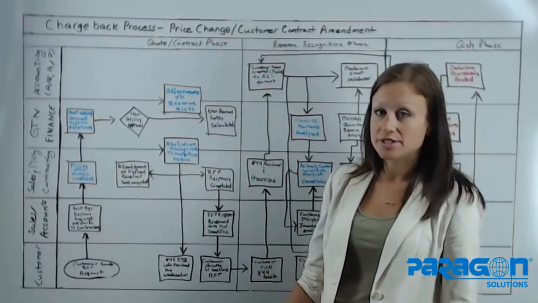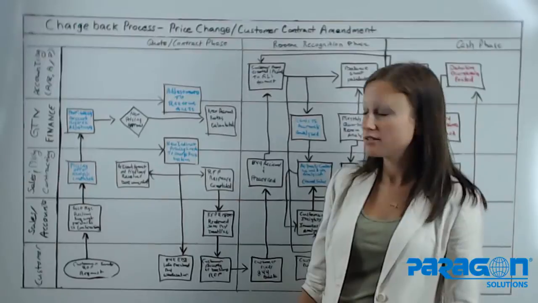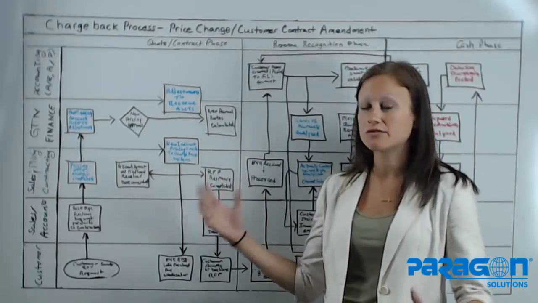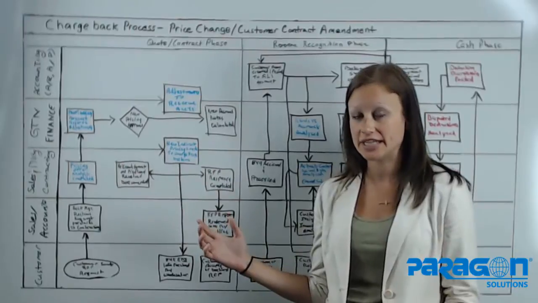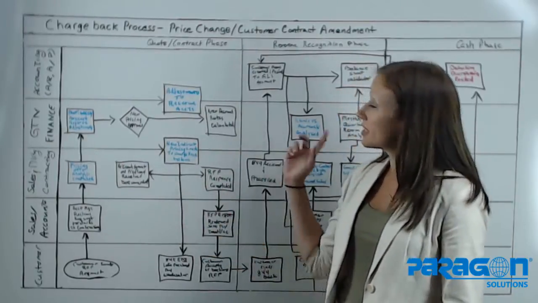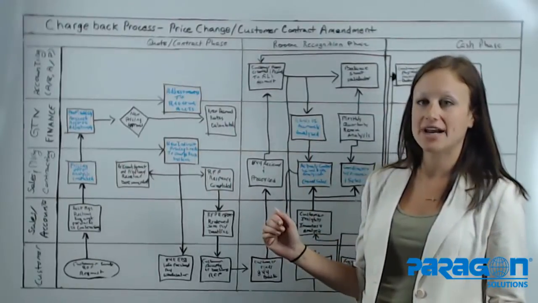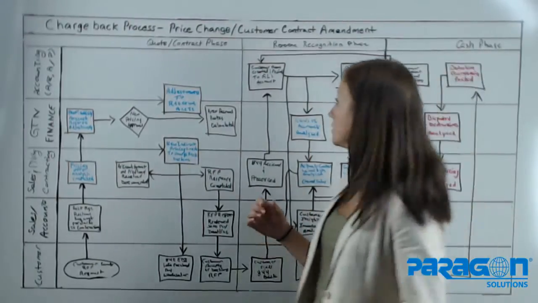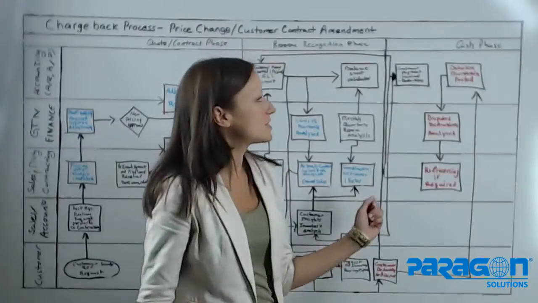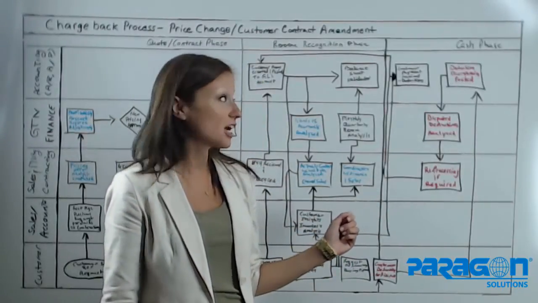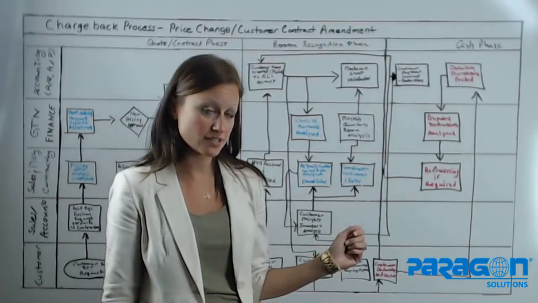Today, what we're going to do is break it down into 3 phases. We're going to start with the quote or contract phase. That's typically also referred to as Predeal Analytics. Then we're going to look at the revenue recognition phase, which is very commonly referred to as gross to net. And then we're also going to look at the cash phase. This is post-deal analytics and a lot of accounting and finance activities.